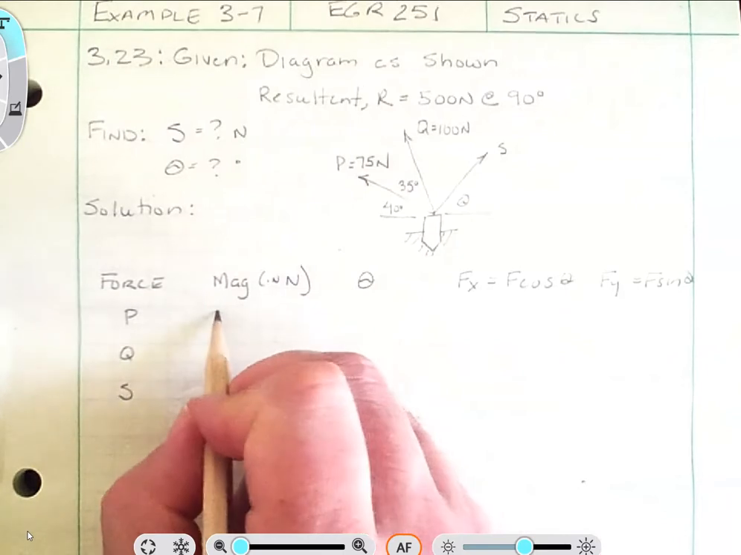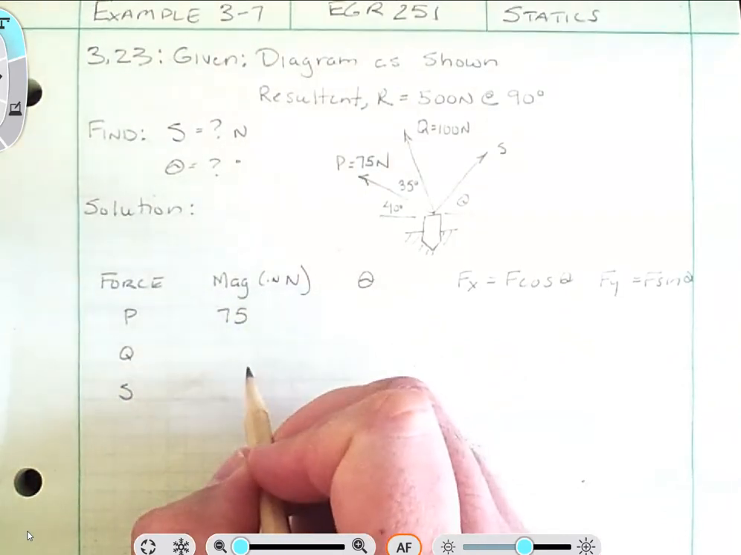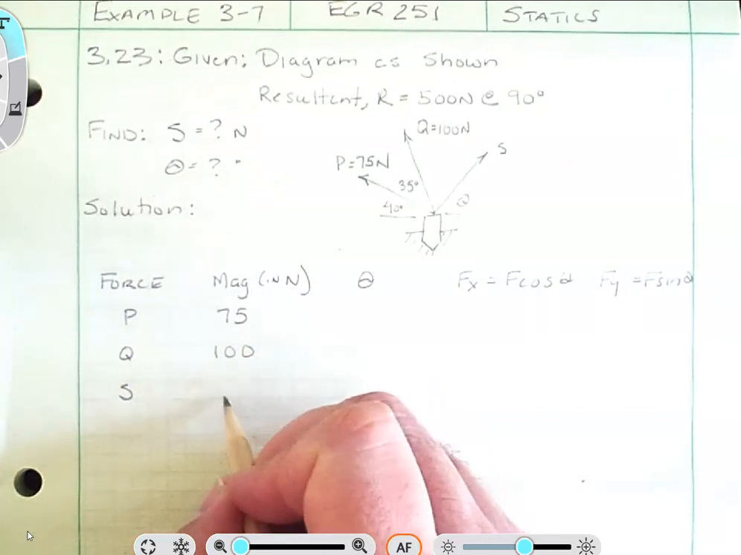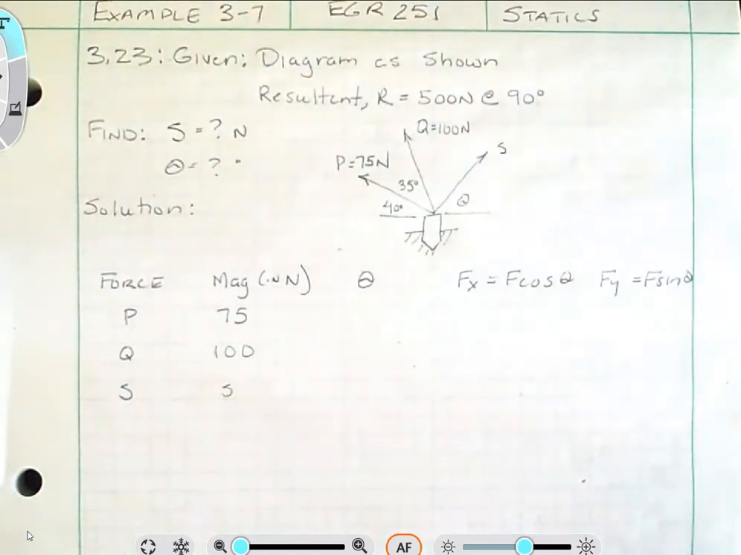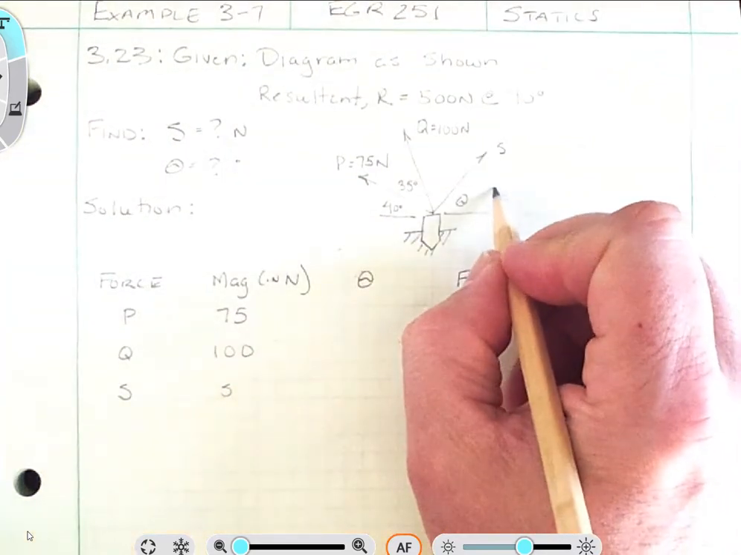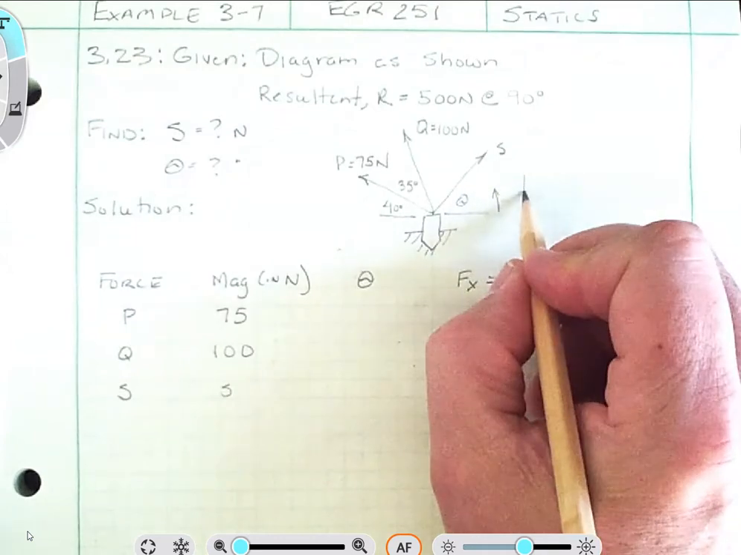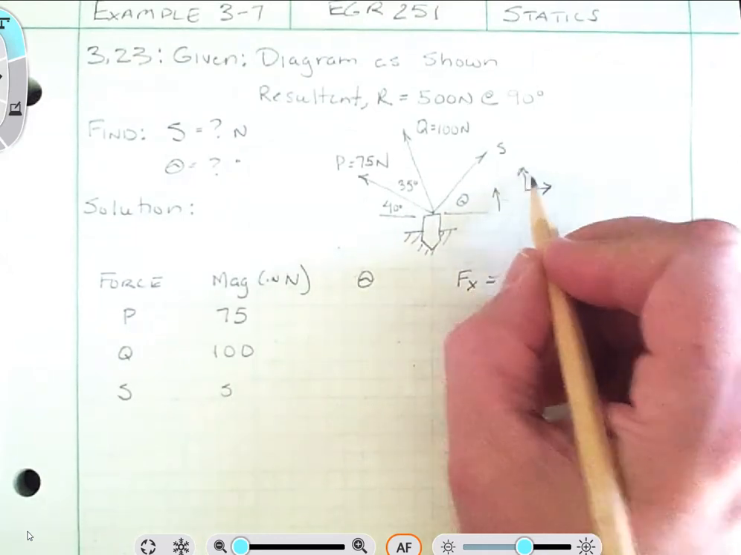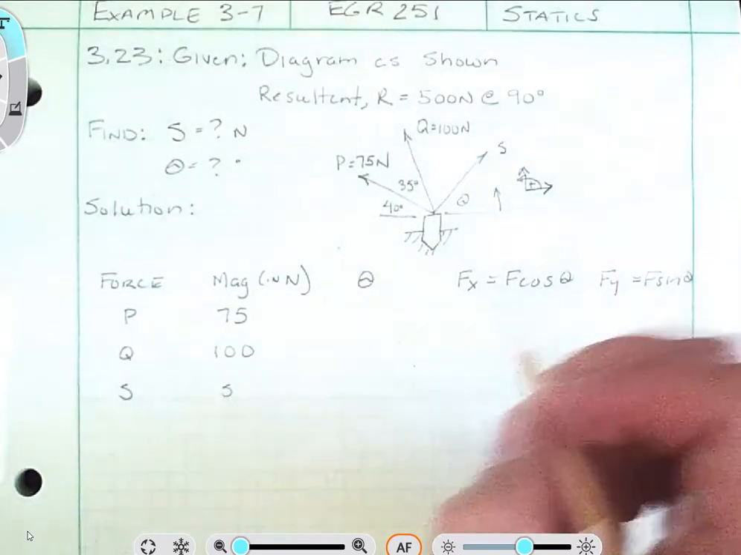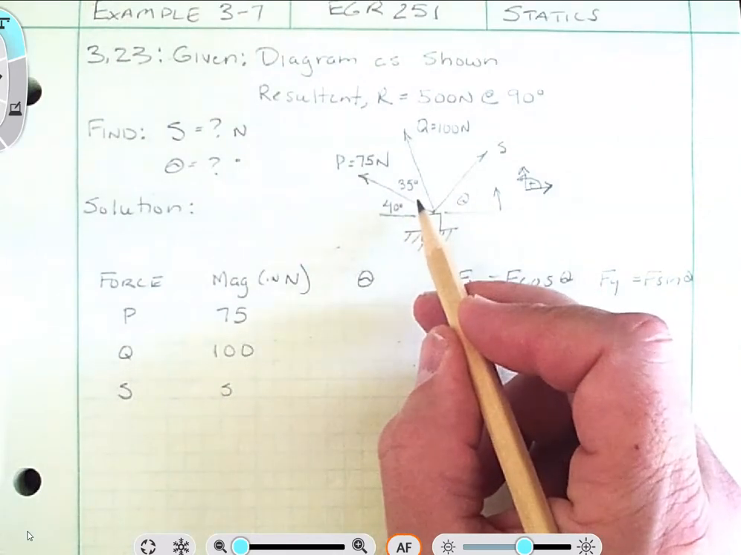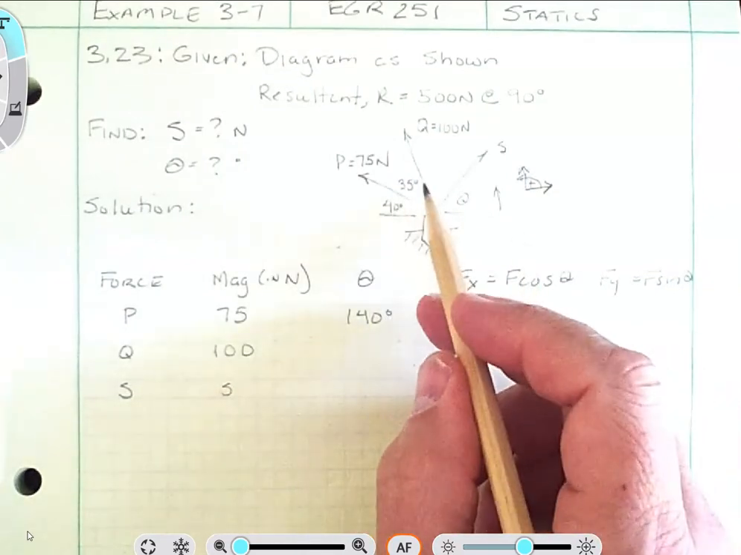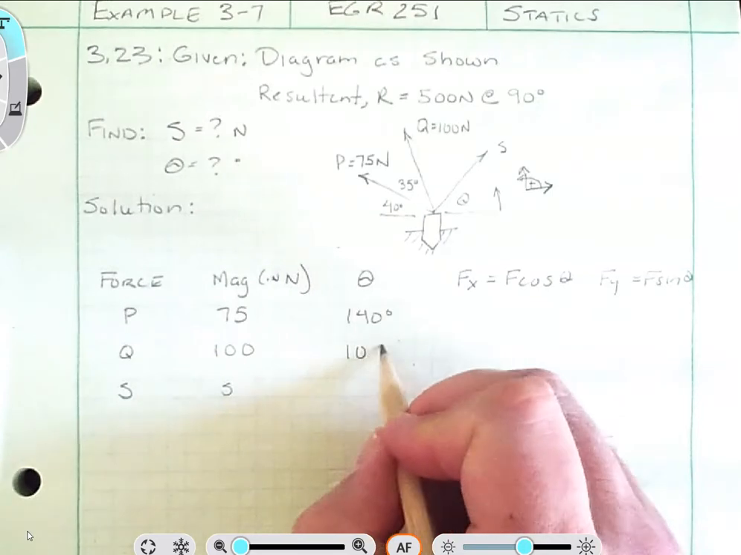So in terms of P, we know that's 75. I've got it listed in newtons, so we don't have to write that up there. Q is 100. S, in this case, is unknown, so I will just list it as S for now. In terms of theta, if you recall, I'm a big fan of always measuring these with respect to the positive horizontal. This would go to 180 degrees and back 40 for P, so this would be 140 degrees. And then for Q, it would be 35 less than that, or 105.